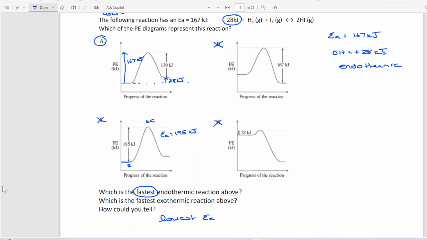So let's look at the two endothermic reactions here. This one has an activation energy of 167 kilojoules, and this one has an activation energy of 195. So A is going to be the faster endothermic reaction. Pause the video, see if you can figure out which one would be the fastest exothermic reaction.